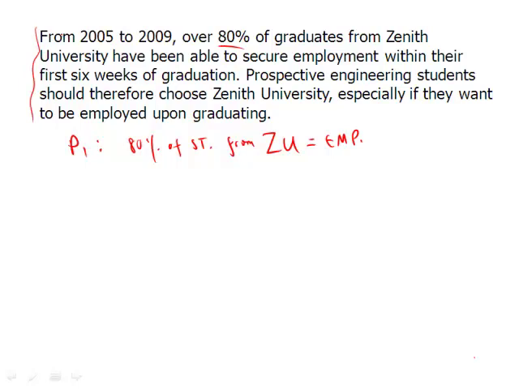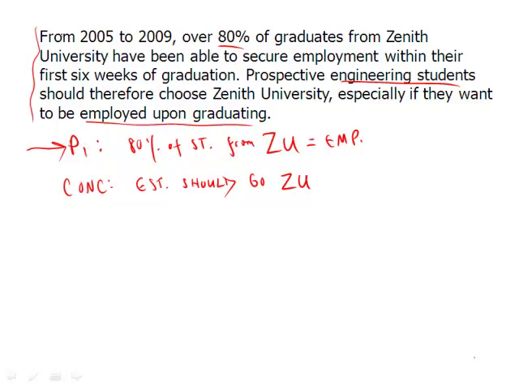Now, there really isn't another premise. There's simply the conclusion. The conclusion is this. Well, if you're an engineering student, you should choose Zenith U, especially if you want to be employed upon graduating. So they say, look at this. Wow, 80% of people get a job from ZU. So, hey, engineering person, go to ZU. So they should, if they want to get a job after graduating.